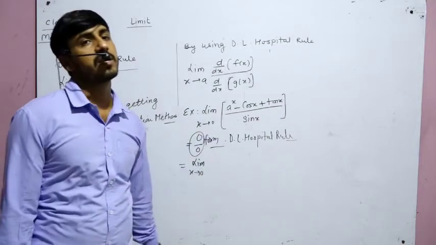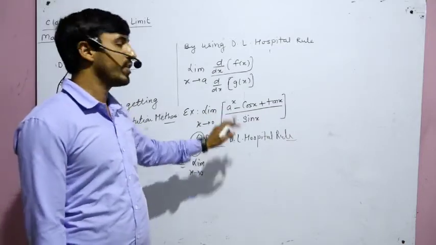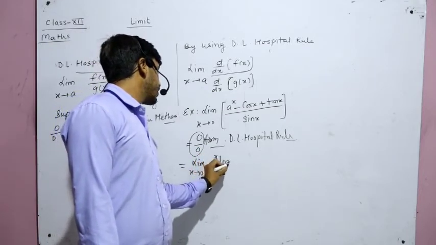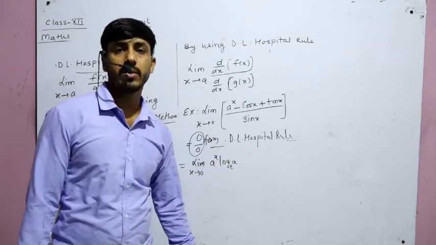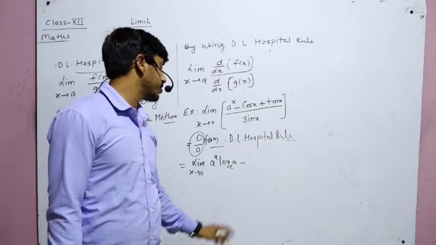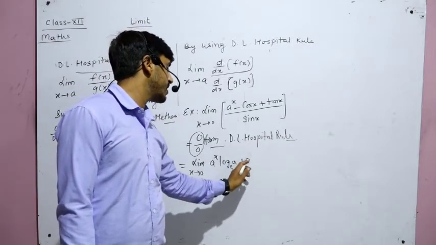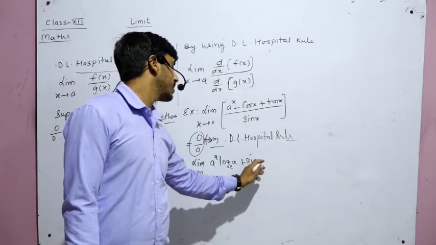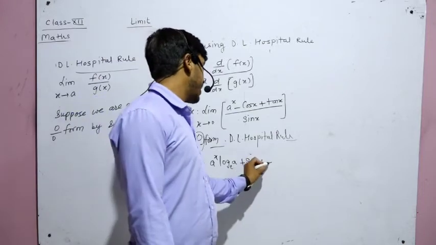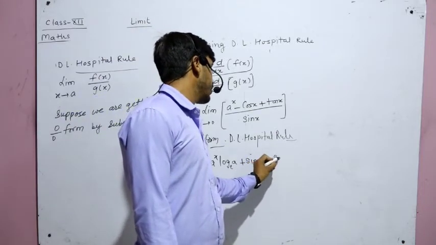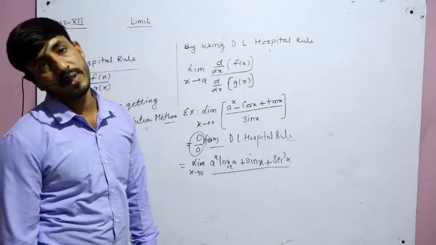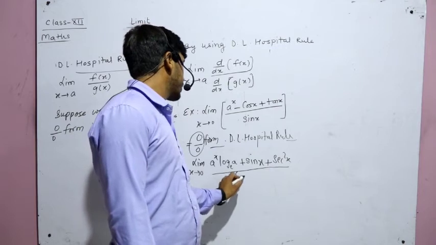If I am applying D'Hospital rule, then I can say limit x tends to 0. First we have to differentiate the given functions. And what is the differentiation of a to power x? We know the differentiation of a to power x is equal to a to power x into log e of a. Next, we have to differentiate cos x, and the differentiation of cos x is equal to minus sin x. It means we have minus minus plus sin x. Again, for the remaining part, the differentiation of tan x, as I have told you, is equal to sec square x, and that is divided by the differentiation of sin x, that is equal to cos x.